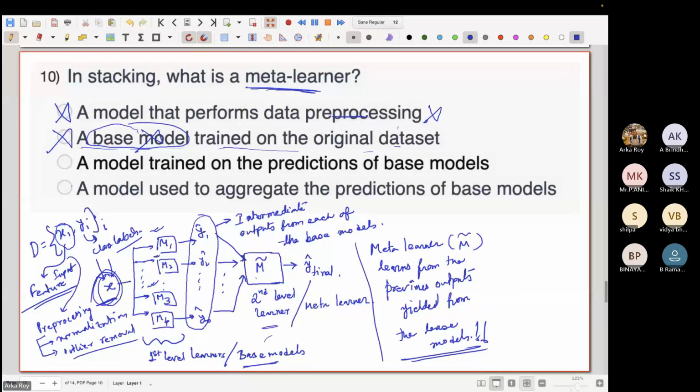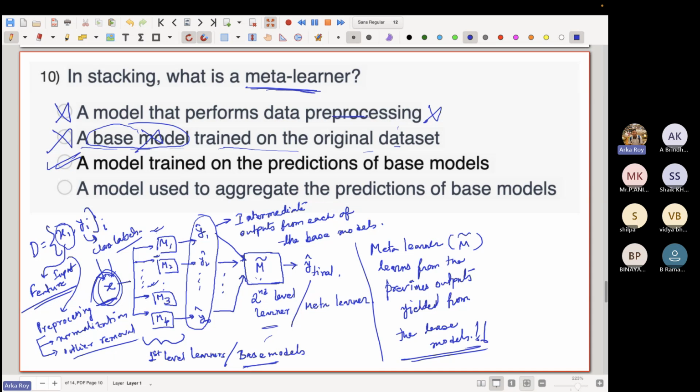Then the third option states that a model trained on the prediction of base models. Yes, this is true because it is a model. It is a second level learner or a meta learner. It is a model which is trained on the predictions of the base model.